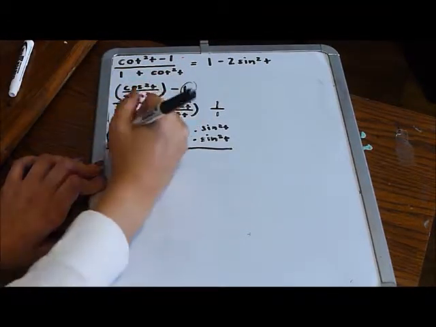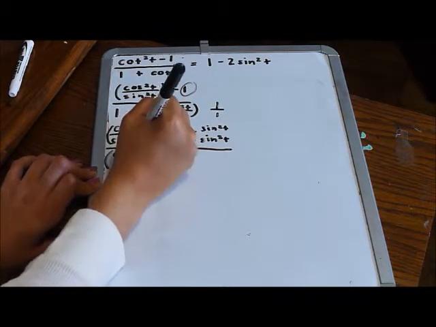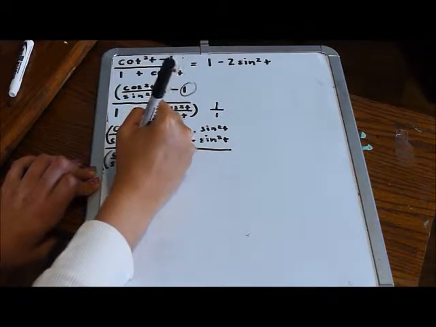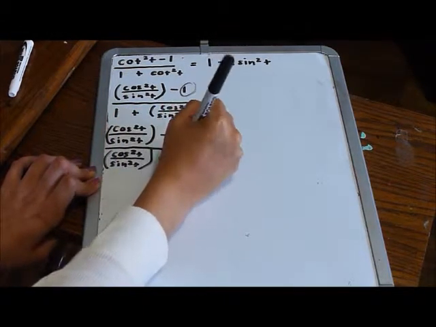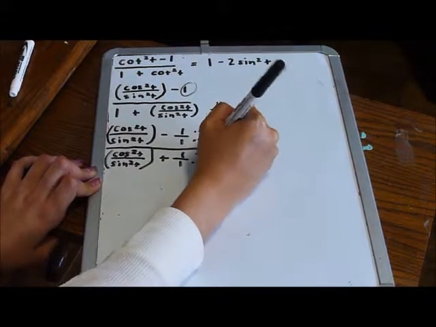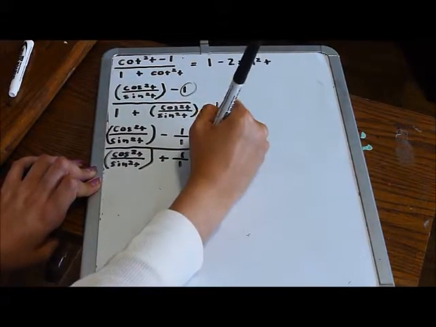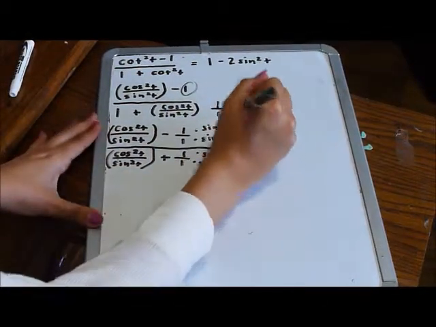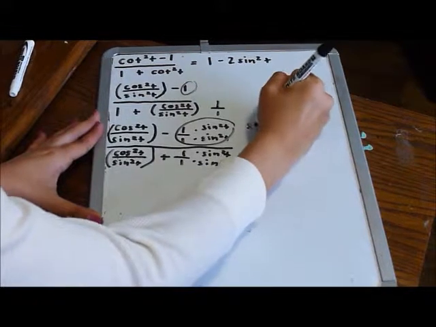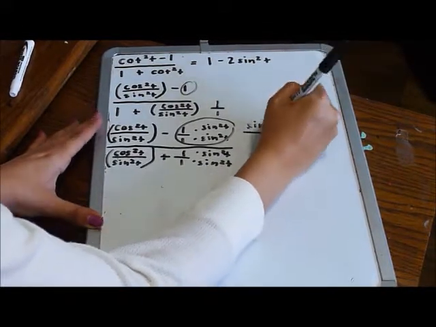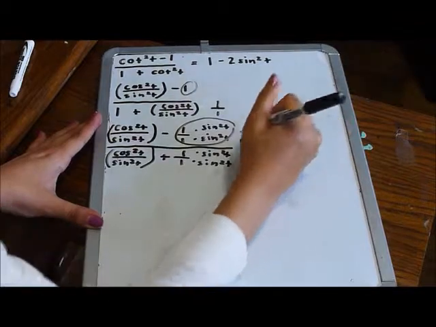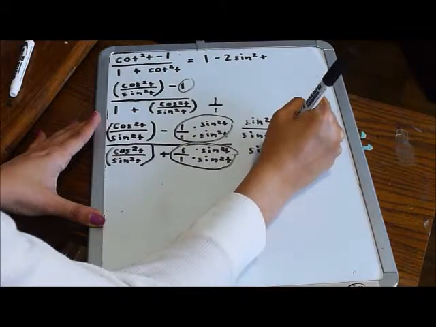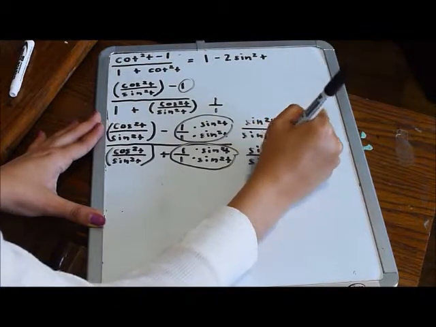And we can move this around, so it's going to be cosine squared t over sine squared t plus 1 over 1, and then we're going to multiply it by sine squared t. And what's going to happen to this is it's going to end up being sine squared t over sine squared t. And the same exact thing happens on the other side, so it's going to be sine squared t over sine squared t.